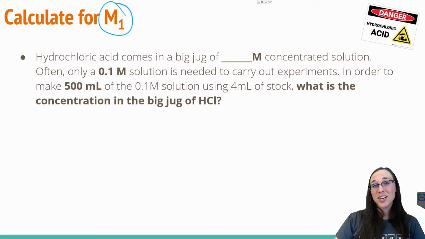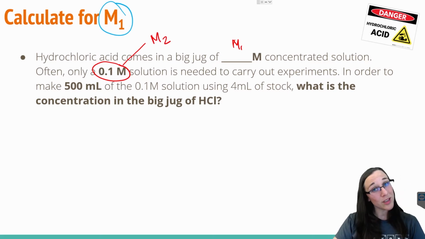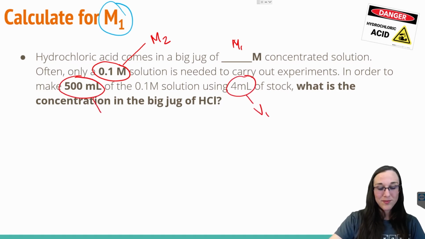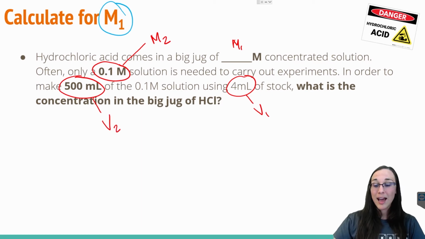Before we can plug and chug, it's important to label each one of these for what they are. What we're solving for is M1. Our M2, our goal concentration, is the 0.1 molar. Our initial volume, what we use initially to make the solution, is the 4 milliliters of the stock. That's our V1. And our V2 is 500 milliliters. That's what we have in the end.